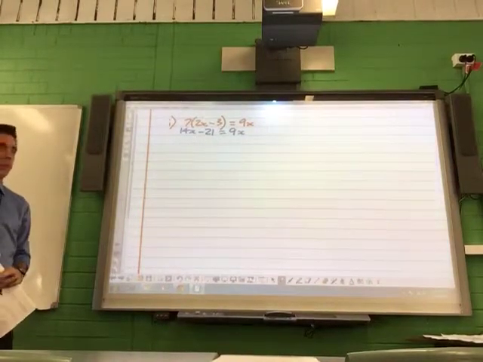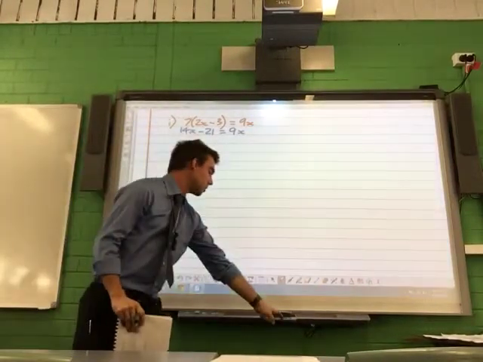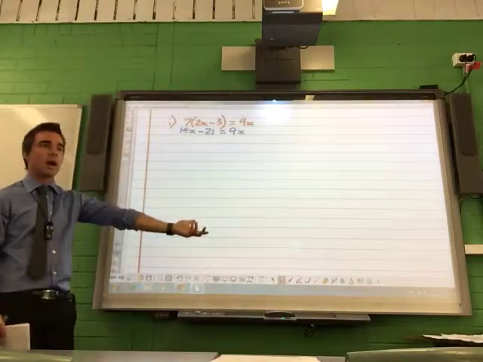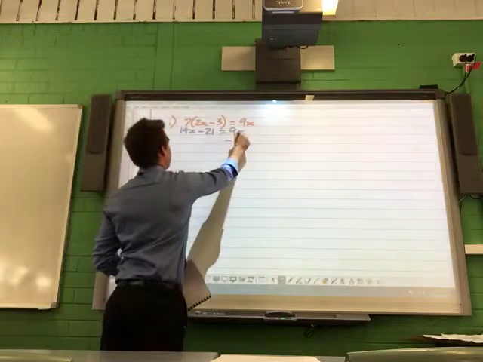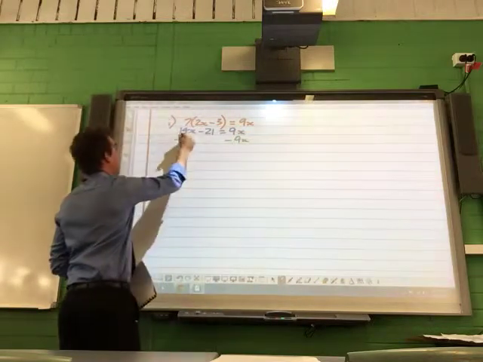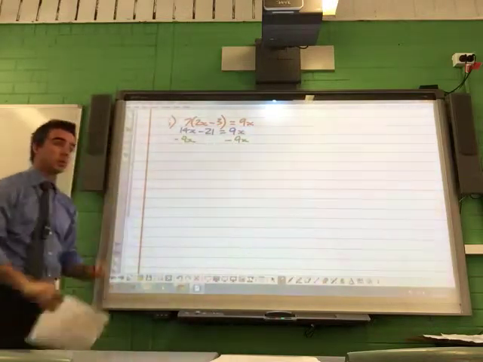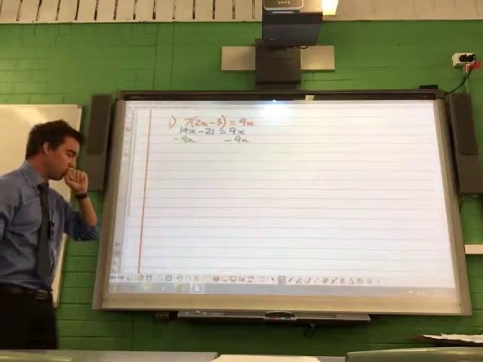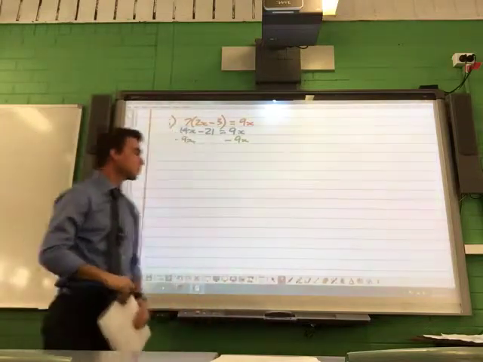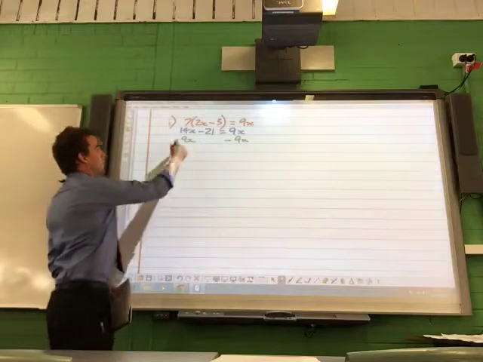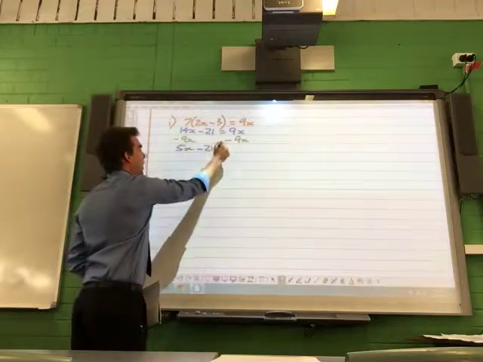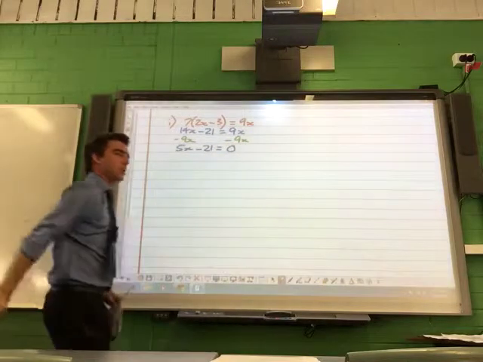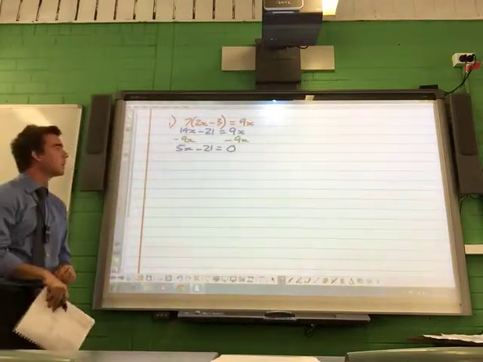Alright, and then I can follow my 3 steps. So step number 1, move the variable terms on the right hand side to the left hand side by doing the opposite operation on both sides. So 5x, I haven't done anything with that negative 21 yet, and on the right hand side I'll have 0.